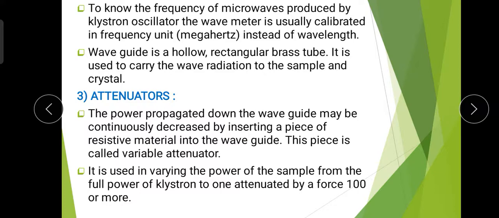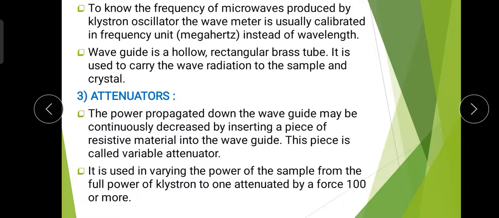The waveguide is a hollow rectangular brass tube. It is used to carry the microwave radiation from the klystron to the sample and crystal.